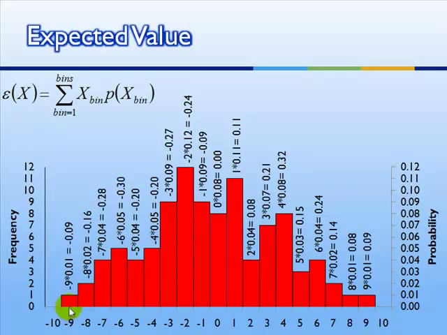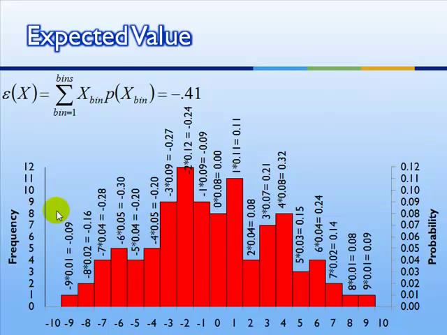We look at each bin, we look at the frequency or the probability of each bin, and we multiply the number times the probability. So the probability in this case was 1%, so negative 9 times 1% is negative 0.09. Negative 8 times its probability, 2%, gives us negative 0.16. And we go all the way to the top. 9 times 1% is 0.09. And then we add up all these products to get our expected value. So it turns out that the expected value, if we were thinking of this as a whole population, would be negative 0.41. That would be the long-term average if we were to draw repeatedly from this population.